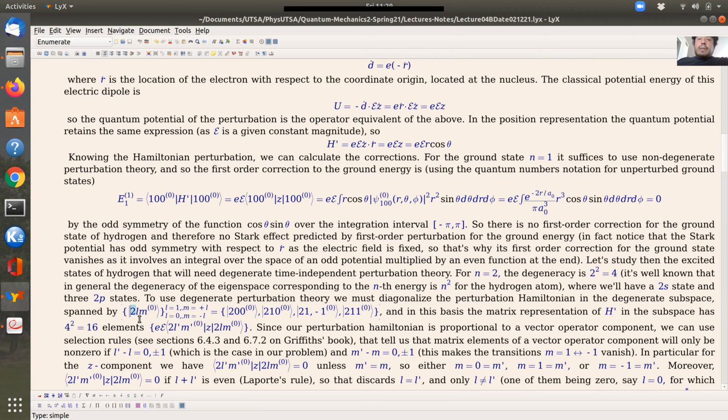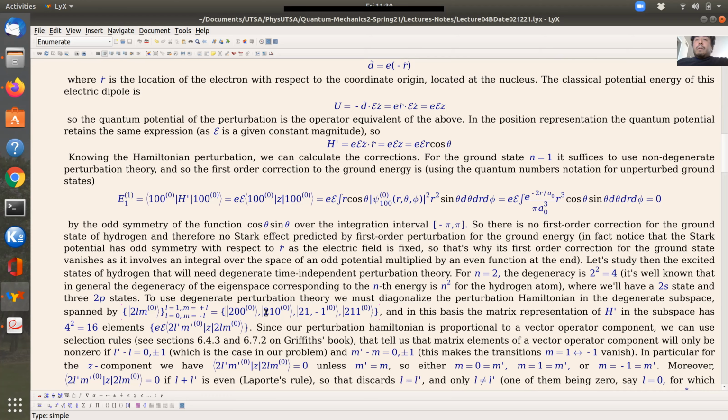So again, n is equal to 2, so that is fixed. And then you have the freedom for L and M, where L can either be 0 or 1, and M basically goes from minus L to L, right? So for L equal to 0, M only has the choice to be 0, which is related to the 2s state 2, 0, 0. And for L equal to 1, which is P state, M can go between minus 1, 0, and 1.